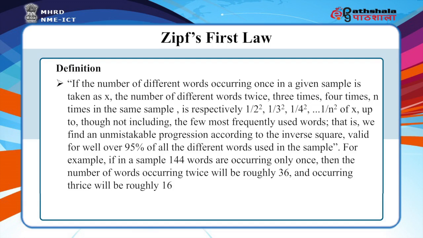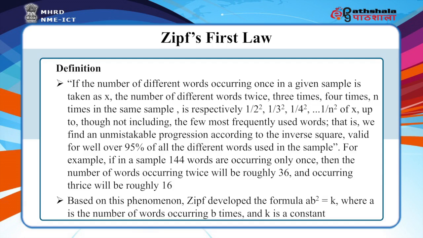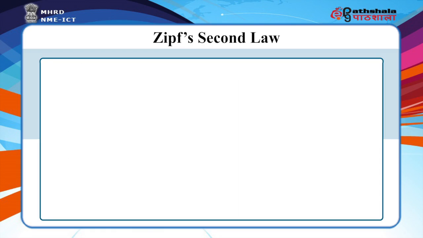For example, if in a sample 144 words are occurring only once, then the number of words occurring twice will be roughly 36 and occurring thrice will be roughly 16. Basing this phenomenon, Zipf developed the formula AB squared is equal to K, where A is the number of words occurring B times and K is a constant. Zipf's second law.